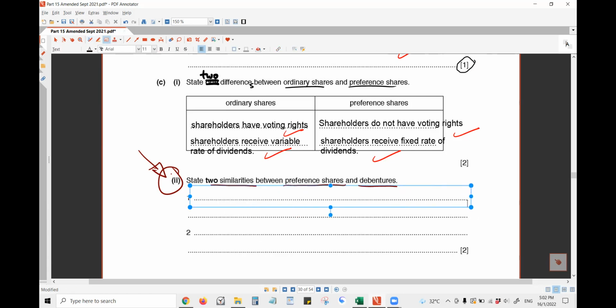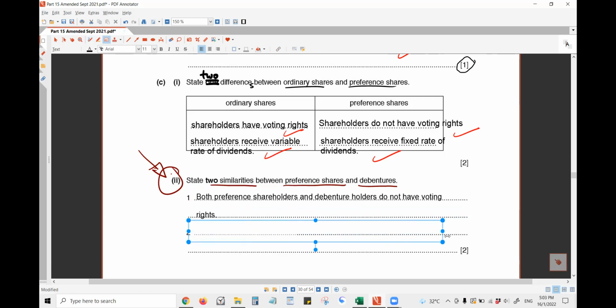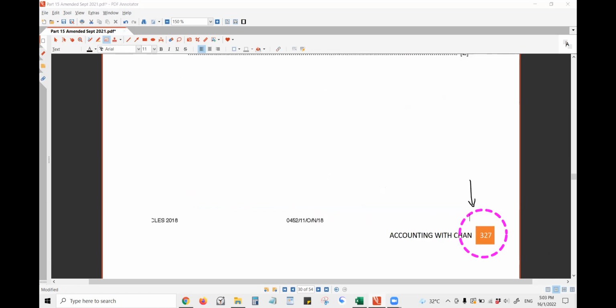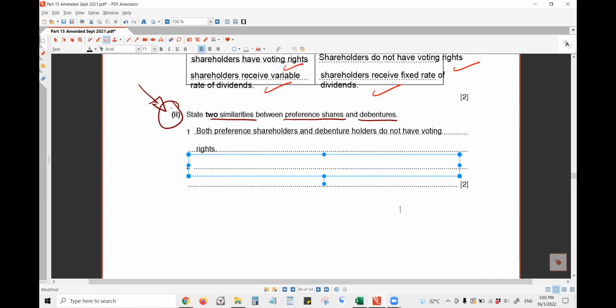Both. Finish. Then next line you write. This is page number 327. Those who don't know what page this is, 327. Next line. Agree, right? Preference shareholders don't have voting rights. Debenture holders, they don't have voting rights as well.